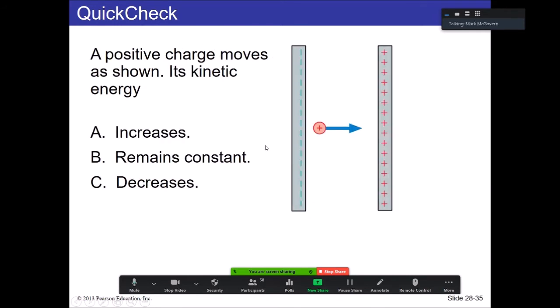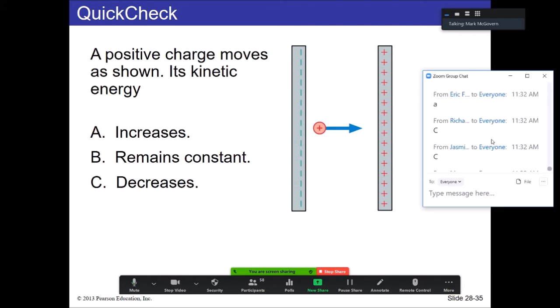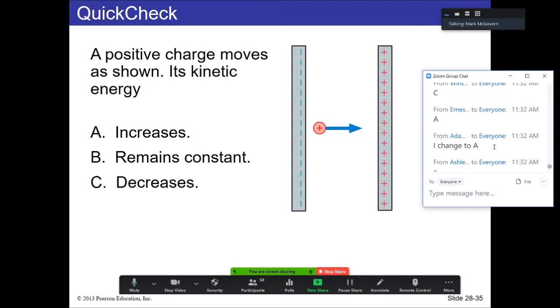Got so many questions here. A positive charge moves as shown. What happens to its kinetic energy? We'll see what you guys say here. A's and C's.